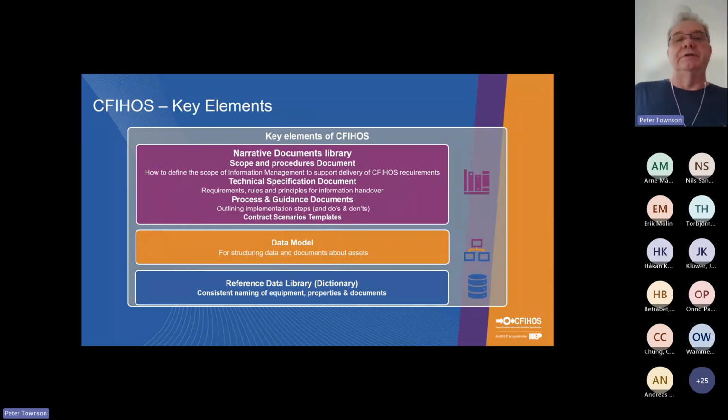As I say, we've got our reference data library, and it's important to note about our reference data library and our data model that it is only for information. We're not trying to capture every possible thing that you can capture about a particular type of equipment, for instance. We are only concentrating on the information, be that documents and data or data, that is required to own and operate the facility and do that safely. It's not absolutely everything that you could possibly collect against a particular type of equipment.